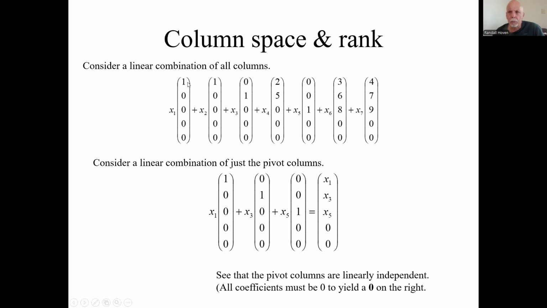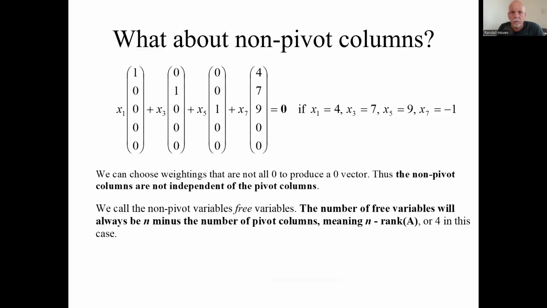And then let's just pick out the pivot columns, which were 1, 3, and 5. Here they are. You go ahead and do this linear combination, and what they are is this, which means you could make this guy 0. Well, the only way to make the linear combination 0, which is a test for linear independence, is if all three of these variables are 0. So the pivot columns are linearly independent. We just did the test for linear independence.